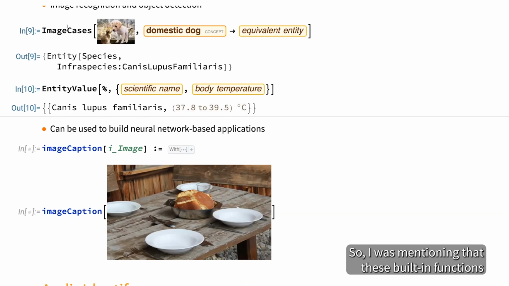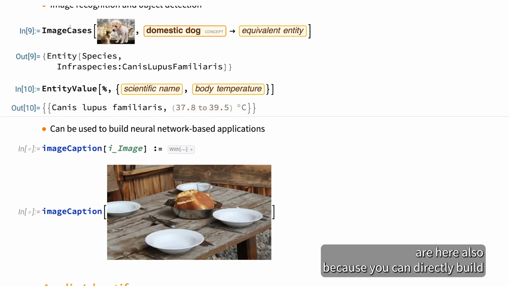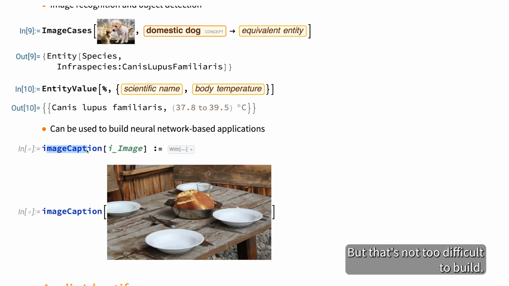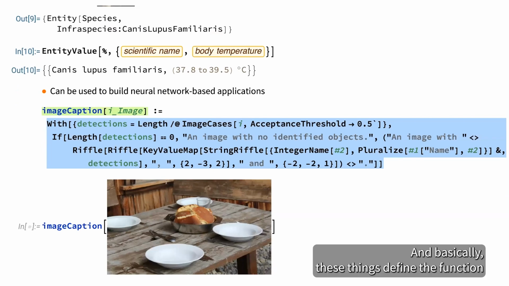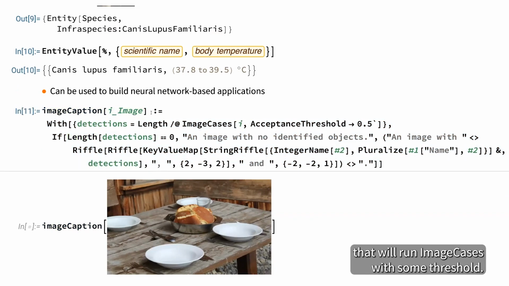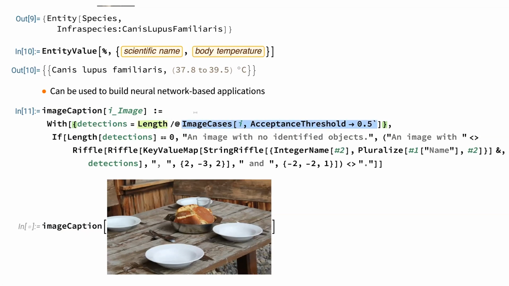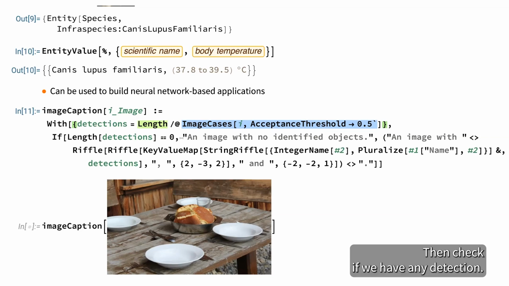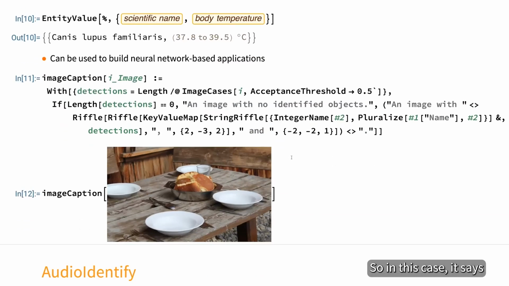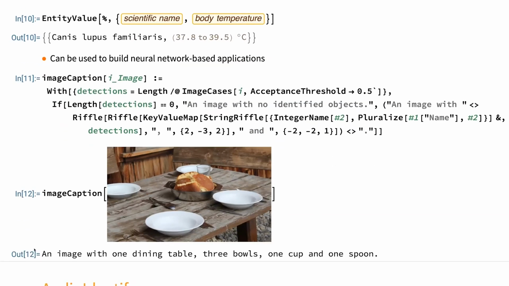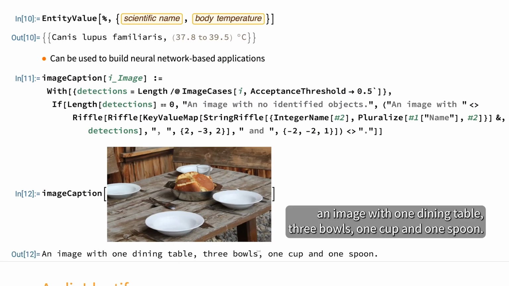I was mentioning that these built-in functions are here also because you can directly build more powerful applications. For example, we don't have any image captioning function, but that's not too difficult to build. So I put some code here. If you want to look at it, you can uniconize it. Basically these things define a function that will run image cases with some threshold, then check if we have any detection. If we don't have any detection, we just say that we don't identify anything. And if we have something, we build a string that says what's inside. So in this case, it says an image with one dining table, 3 bowls, 1 cup, and 1 spoon.